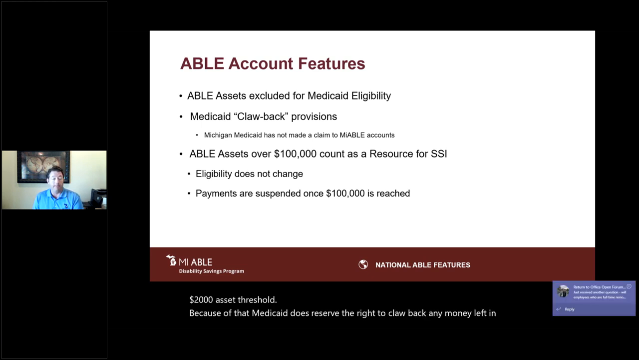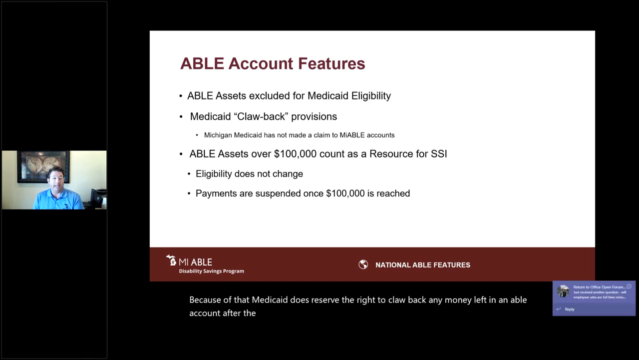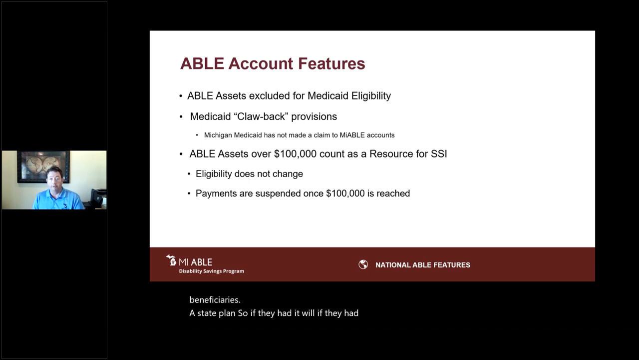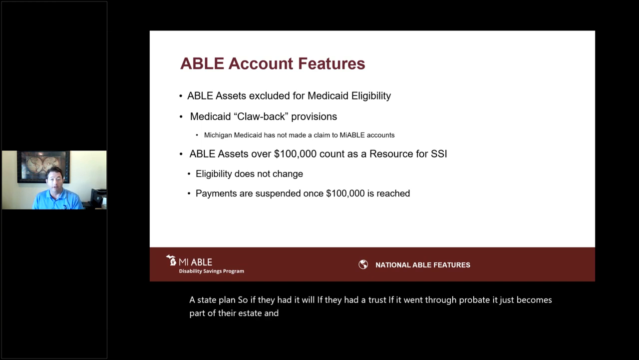Because of that, Medicaid does reserve the right to claw back any money left in an ABLE account after the beneficiary passes away. That is statutorily allowed, but it is not required. Michigan Medicaid has never made a claim to the remainders of an ABLE account. I can't tell you they won't do that in the future, but I can tell you they have never done that in the past. And in those situations, the money left over in an ABLE account simply becomes part of that beneficiary's estate plan. So if they had a will, if they had a trust, if it went through probate, it just becomes part of their estate and is distributed just like any other financial asset.